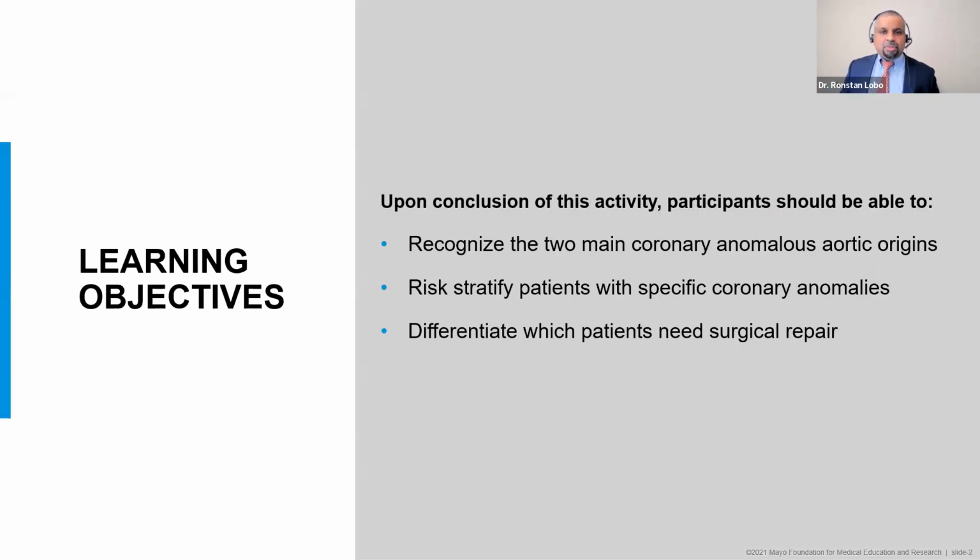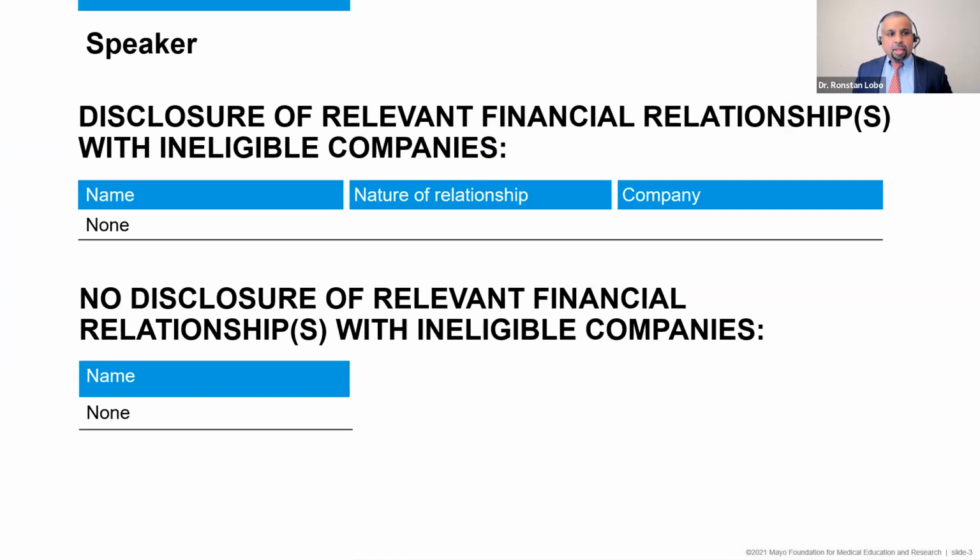So, some learning objectives. Upon conclusion of this activity, you should be able to recognize the two main coronary anomalous aortic origins, risk stratify patients with these specific coronary anomalies, and differentiate which patients need repair. I wish I had disclosures, but I do not.